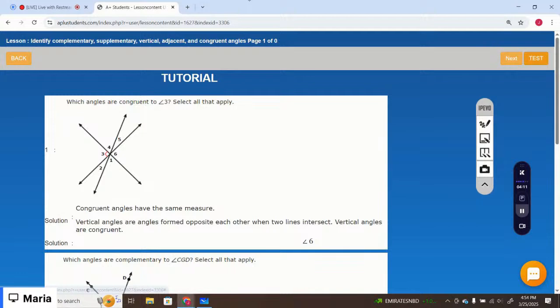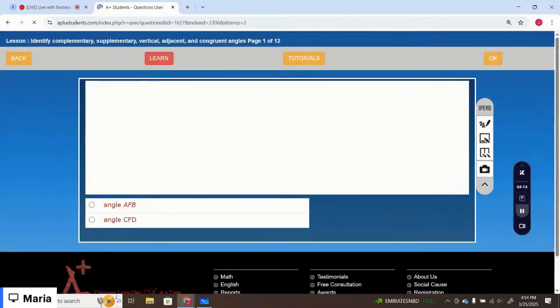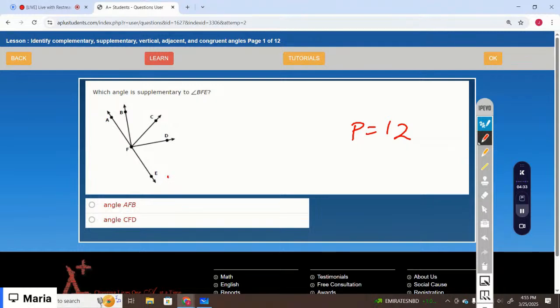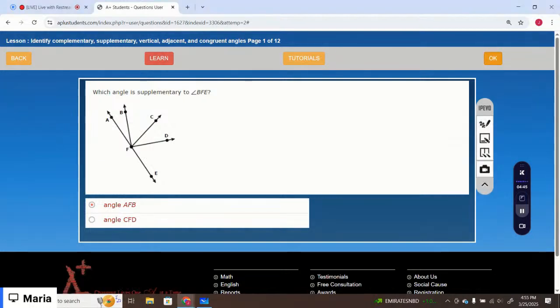Let's start with the test questions. Which angle is supplementary to BFE? Supplementary angles are the angles that measure to 180 degrees. The angle that is supplementary to BFE is AFB, because AFB and BFE together make the supplementary angle. So option A is the correct option, that is angle AFB.